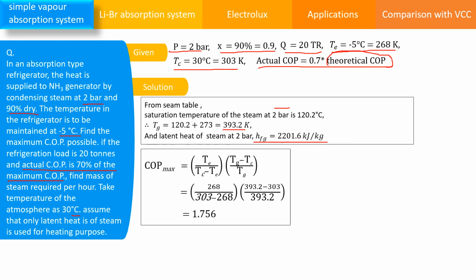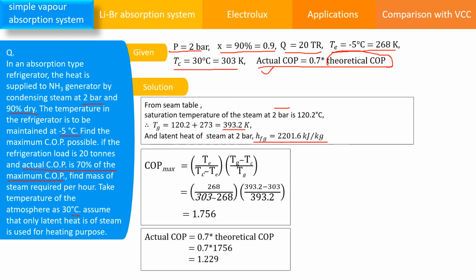So let us start. Firstly, we have all three temperatures now, TE, TC and TG. So we can find the maximum COP by just putting in the values. It is 1.756. Now you need to find the actual COP using this 0.7 factor. So the actual COP is 0.7 into theoretical COP. So that is 1.229. I have just multiplied the 0.7 to the 1.756. Here there should be a point, a point is missing. Okay, so this should be the actual COP.